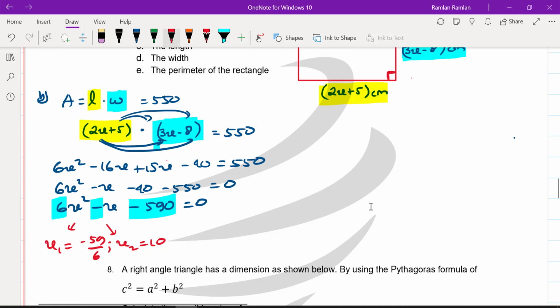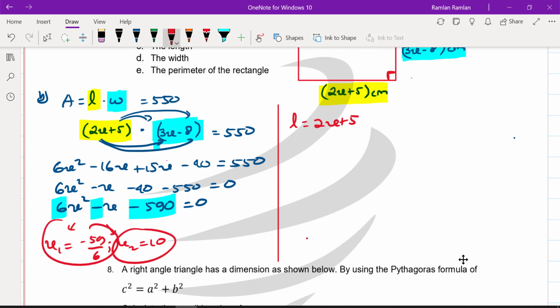So let's just go to question C. I'm gonna add a separator here, guys. In here, question C said that you are going to find the length. The length is represented by this expression, right? So I'm gonna write down L equals to 2x plus 5. But we have two values of x in here, right? So we might want to test one by one.